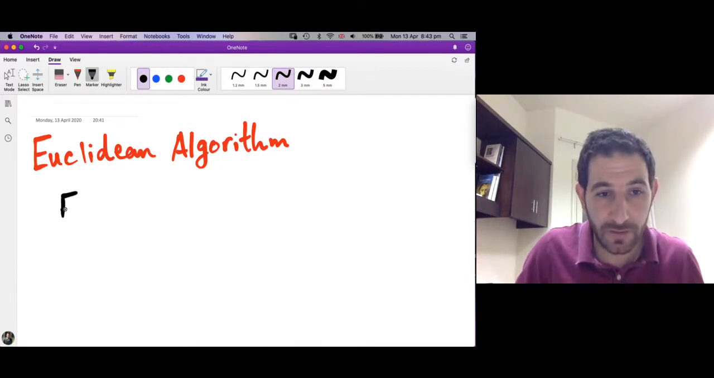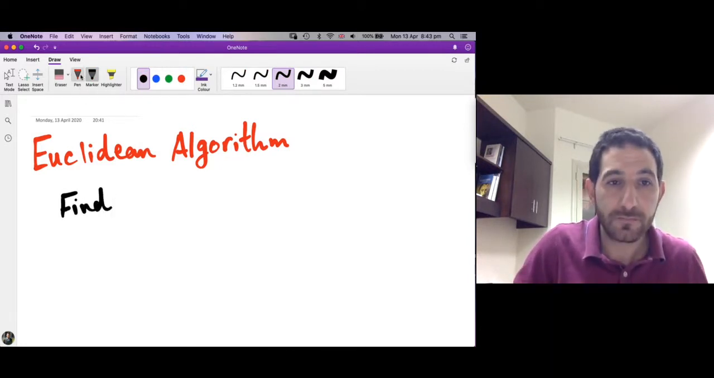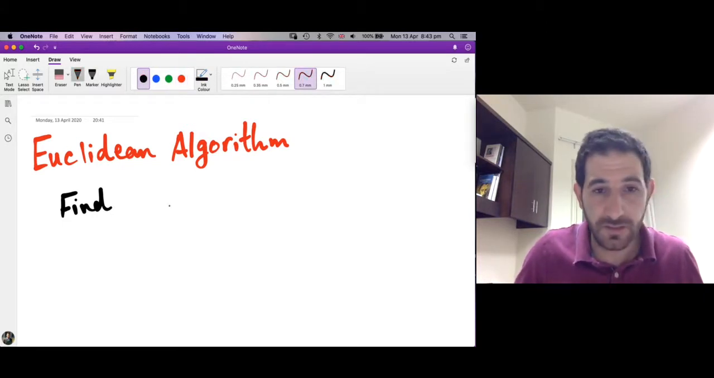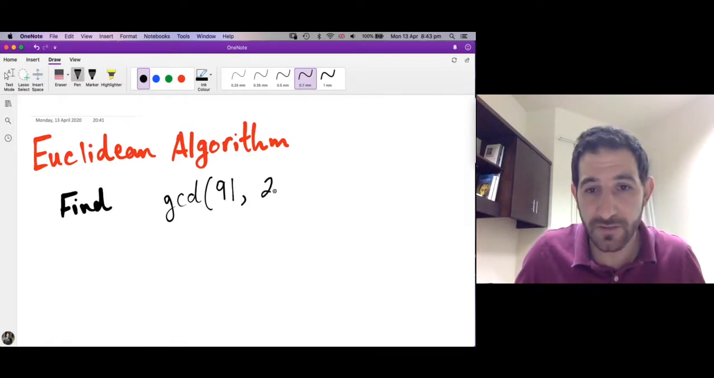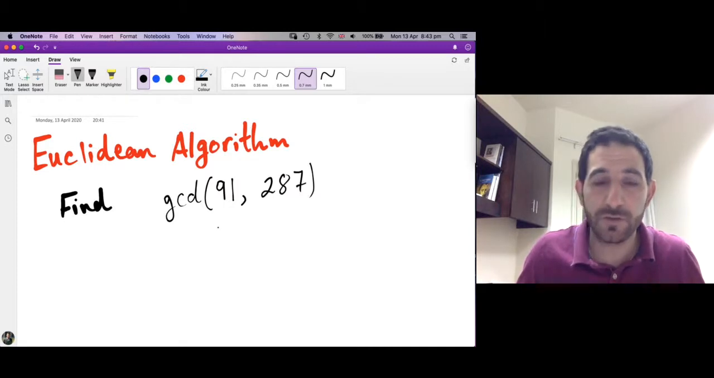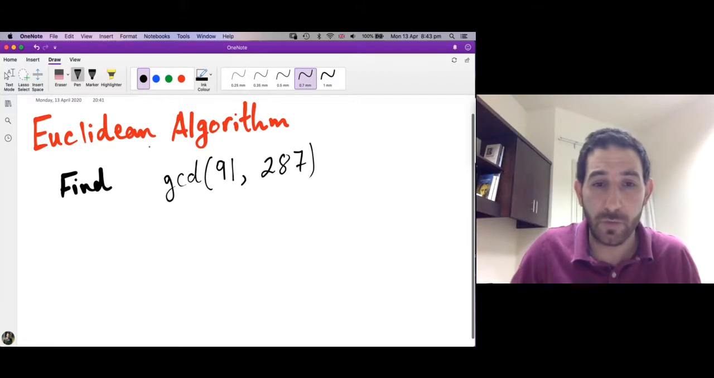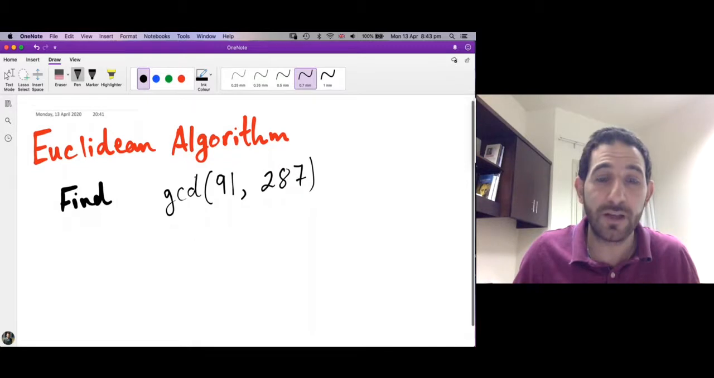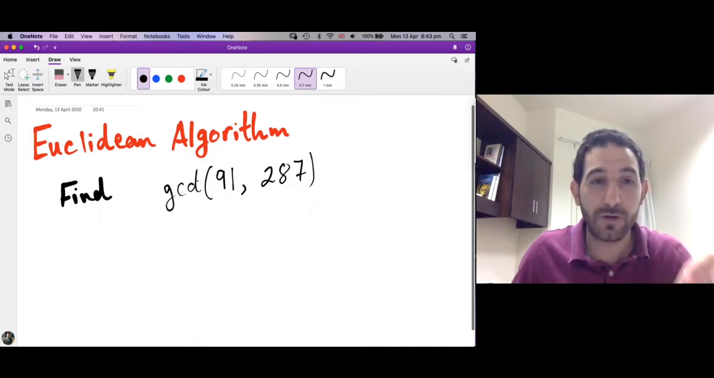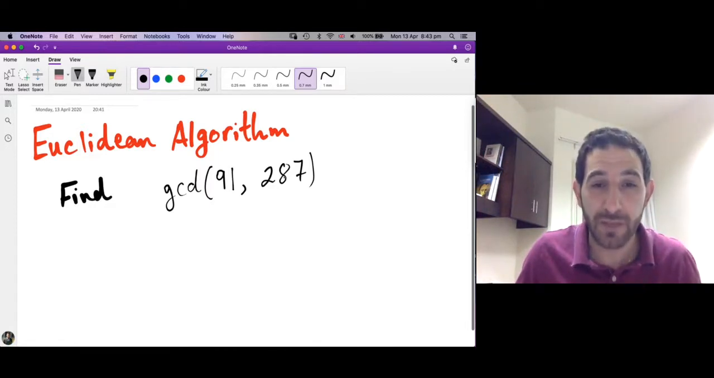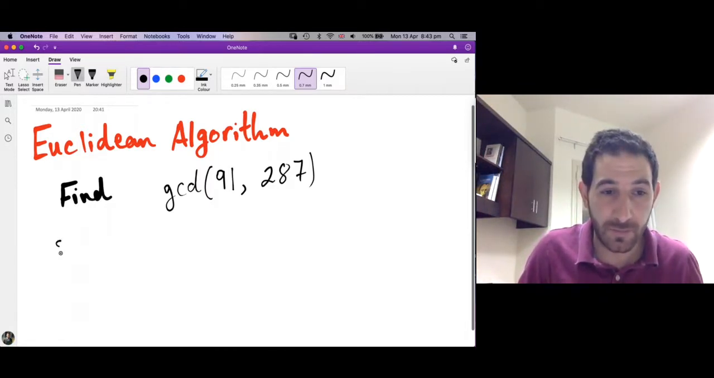So we want to find the GCD of 91 and 287. I want to tell you what the Euclidean algorithm is, and we want to apply it to find this GCD. The Euclidean algorithm depends on the division algorithm. We will successively apply the division algorithm. So here is step 1.